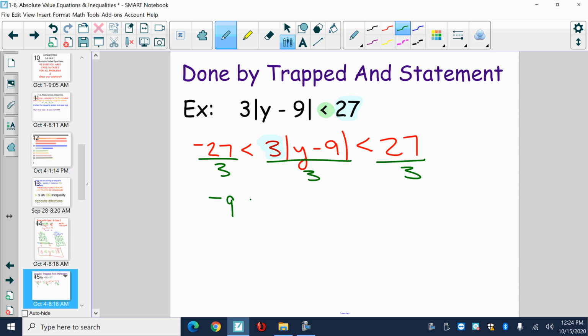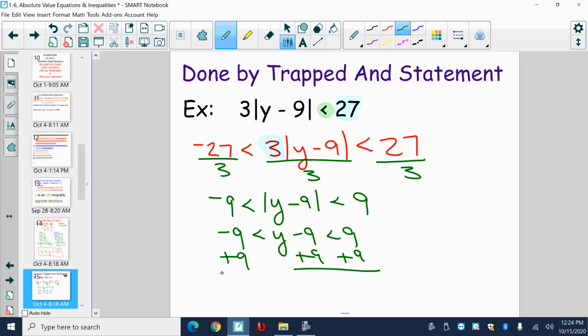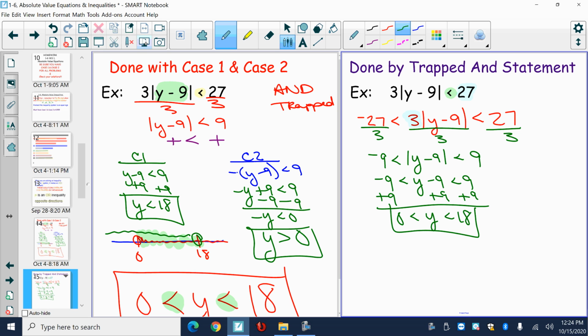So I have negative 9 is less than the absolute value of y minus 9, which is less than positive 9. Well, I don't need the absolute value anymore, so I'm going to drop them, and I have negative 9 is less than y minus 9. And if I add 9 to both sides, I get 0 is less than y, which is less than 18. And that is my final answer, which is exactly what I got here, with a lot less work. You can only do that whenever it is an and inequality. Only possible with a less than symbol, meaning an and statement. Okay?